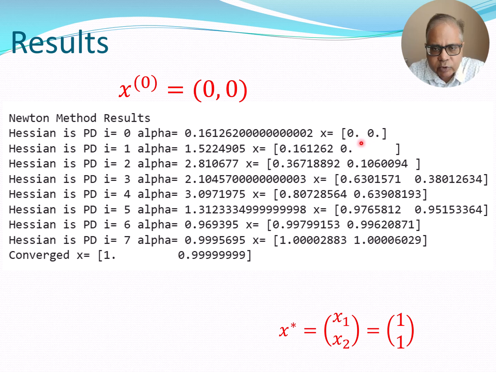But you do see that you start from 0, 0 and we do converge to 1 and 1, which is the optimal point. And of course, throughout this particular problem, the Hessian is positive definite at each step.